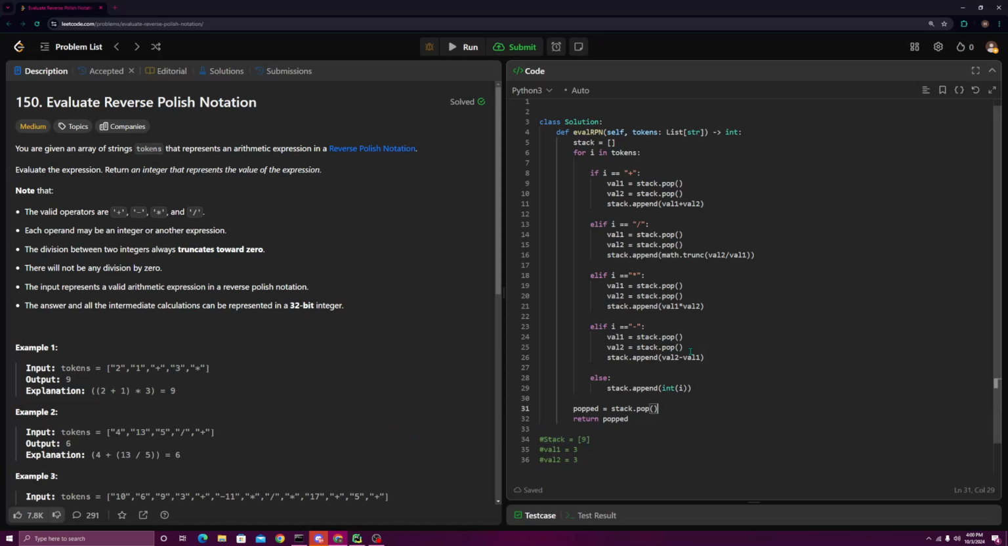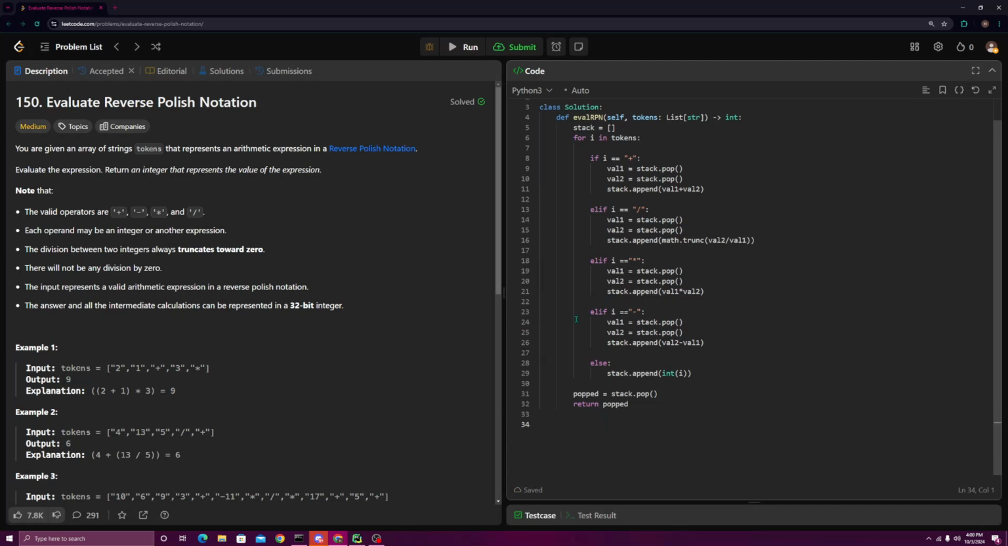That's pretty much how the algorithm works. I think this is a fairly straightforward problem. As for time complexity, it's going to be linear time, because we process each token only once. As for space complexity, it's going to be O of n, because at most you're storing n elements. So that's my solution for the day.